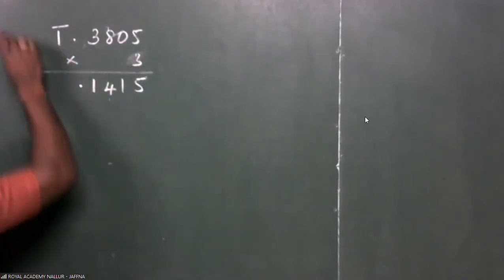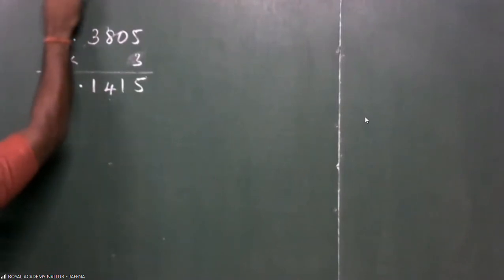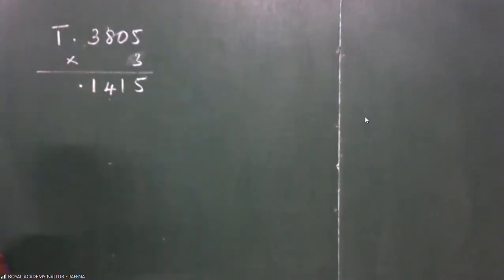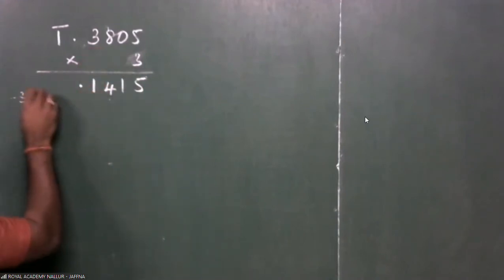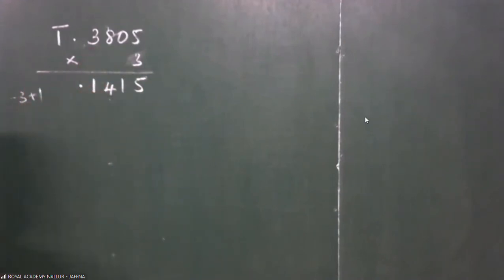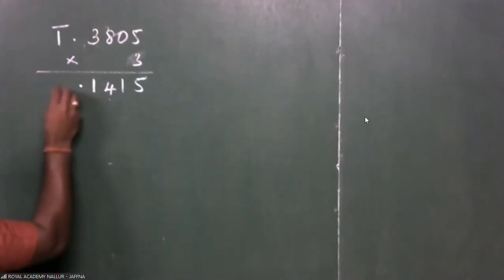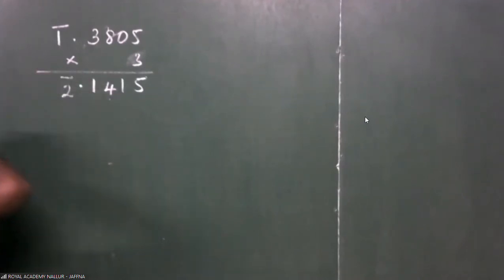3 into bar 1. 3 times bar 1 is bar 3. Therefore, bar 3 is there. Bar 3 means minus 3, but already positive 1 is also there. Minus 3 plus 1 is minus 2. Minus 2 in log notation we call bar 2.